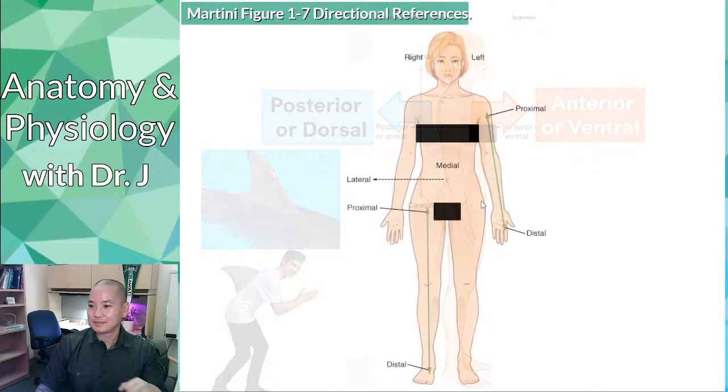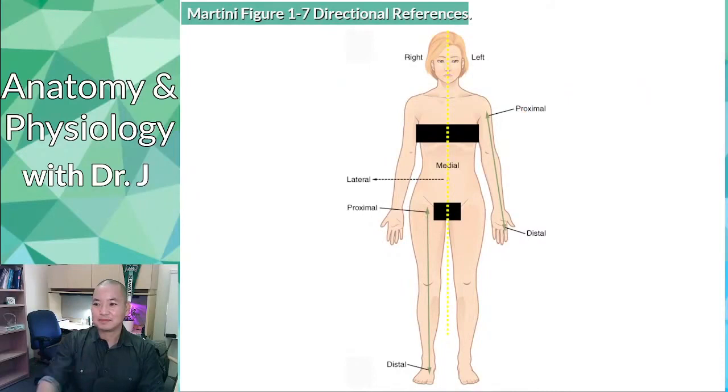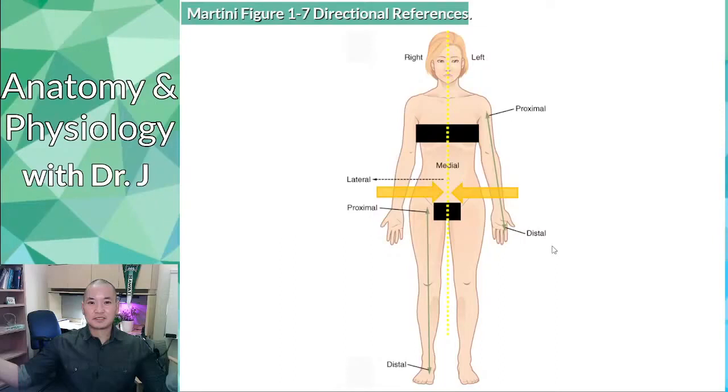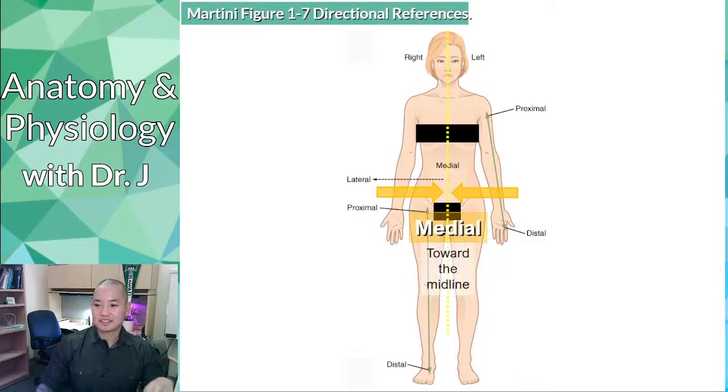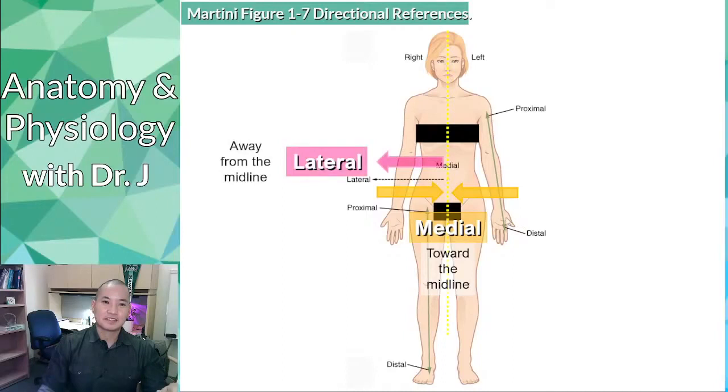Now, here we are in profile. Now we're going to split her and draw a median line right here. So we're drawing a median strip. And where do you find the median strip on a road? You find it right in the middle of the road, right? So whenever you're going from the outside toward the inside, toward the midline, this is where you have the medial. You can approach the body medially from the left or the right. So medial is toward the midline, and the opposite of medial is lateral.